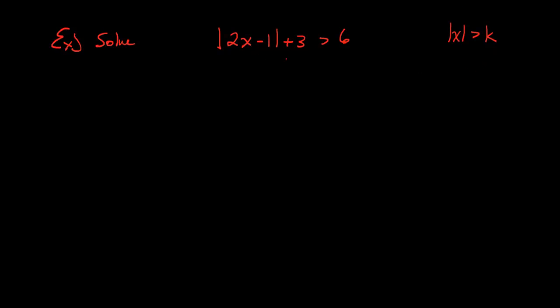So we're going to go ahead and subtract 3 on both sides. And we get the absolute value of 2x minus 1 is greater than positive 3, because the negative 3 and the positive 3 cancel in the middle, and 6 minus 3 is a value of 3. So what does that imply? That implies two different inequalities.